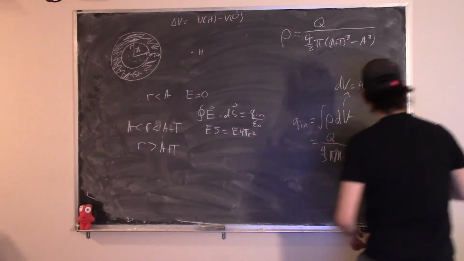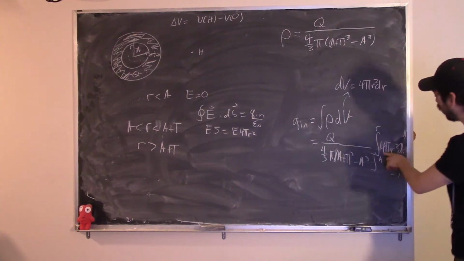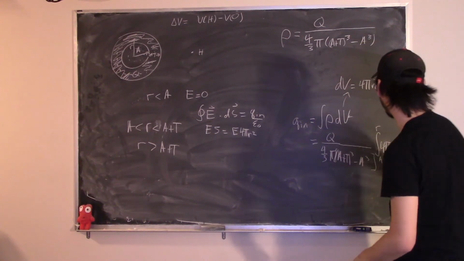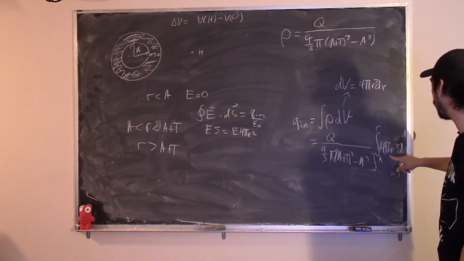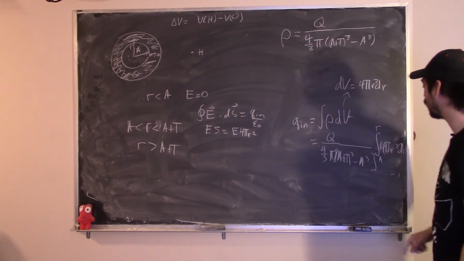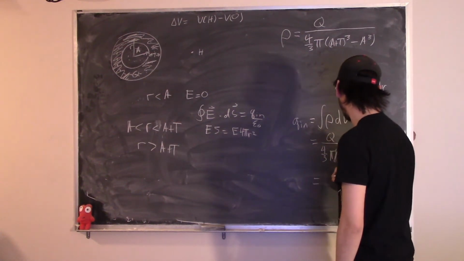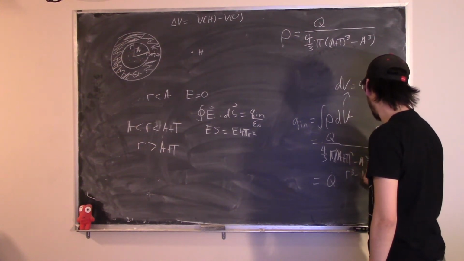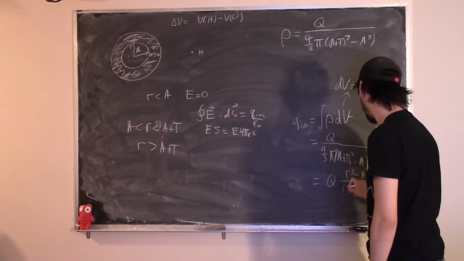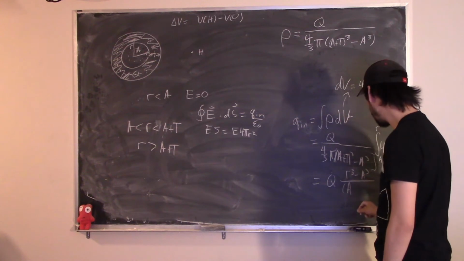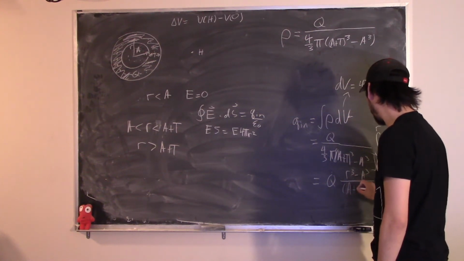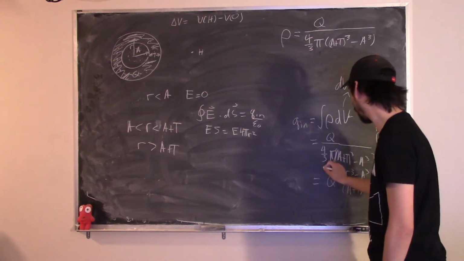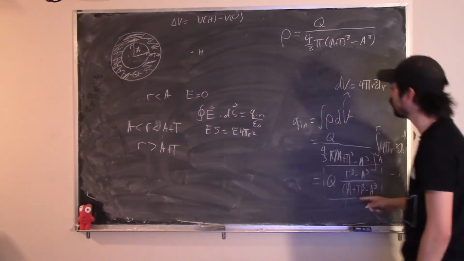So when I do this integral, what I'm going to end up finding is that this is going to give me a 4 pi over 3, which is going to cancel the one that I have here. And then I'm going to have r cubed minus a cubed. So Q enclosed in this case is going to be Q times r cubed minus a cubed divided by a plus t quantity cubed minus a cubed. Okay, so that's what our Q enclosed is.